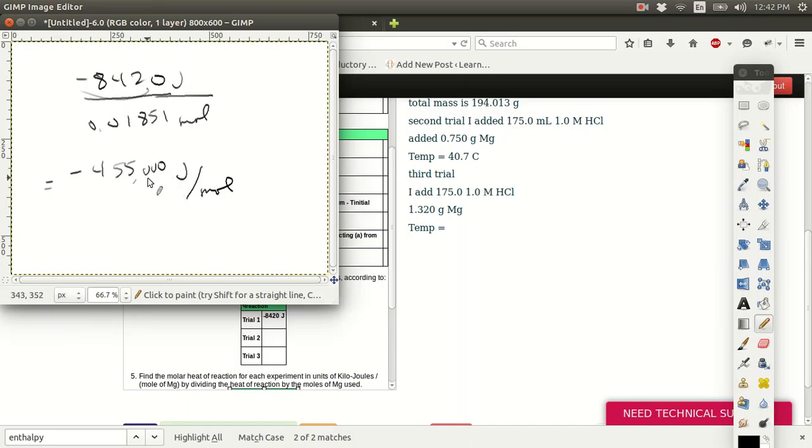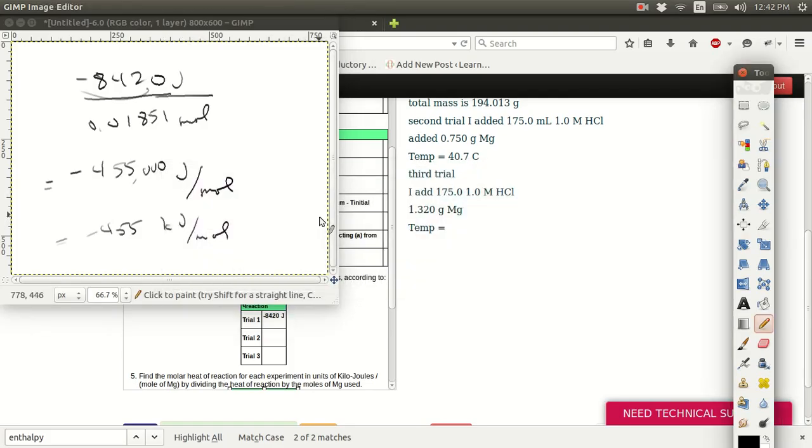Now, because this is a large number, it's convenient to convert this to kilojoules. There are 1,000 joules in a kilojoule. So if I have negative 455,000, then in kilojoules, that'll just be negative 455 kilojoules. Because remember, there are 1,000 joules in a kilojoule. So kilojoule is a larger chunk. So if I have 455 thousandths, then I must have 455 kilojoules. Okay. Now that's my answer there.